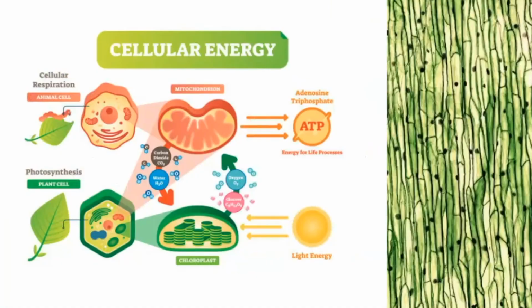To summarize, photosynthesis uses light energy to convert inorganic molecules into glucose and is used by plants and other photosynthetic organisms. Cellular respiration can either be aerobic or anaerobic and is used by most organisms to convert sugars into the energy form ATP.